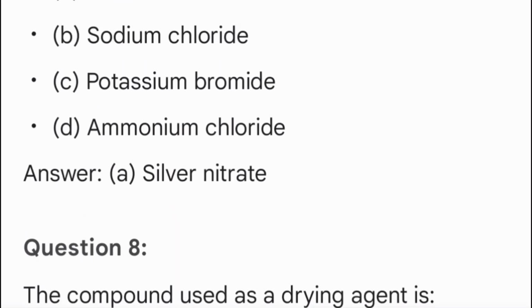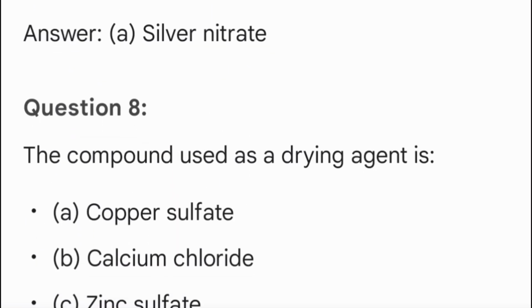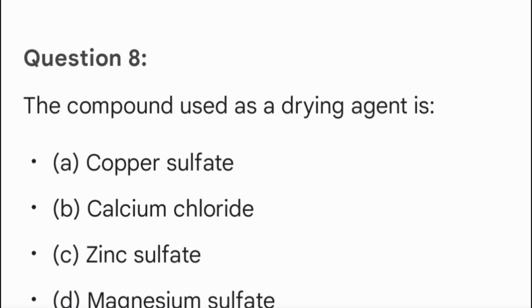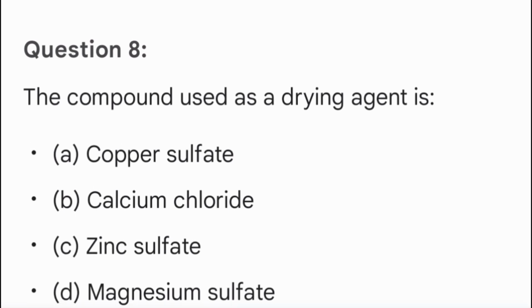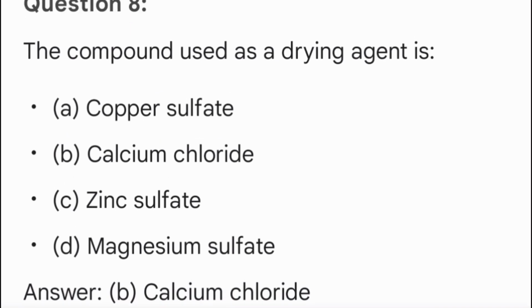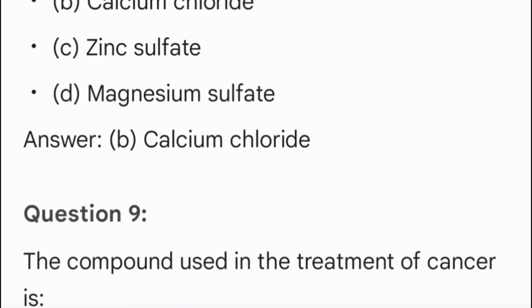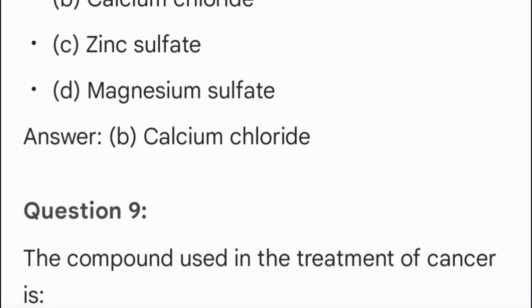Question 8. The compound used as a drying agent is A. Copper sulfate. B. Calcium chloride. C. Zinc sulfate. D. Magnesium sulfate. Answer. B. Calcium chloride.